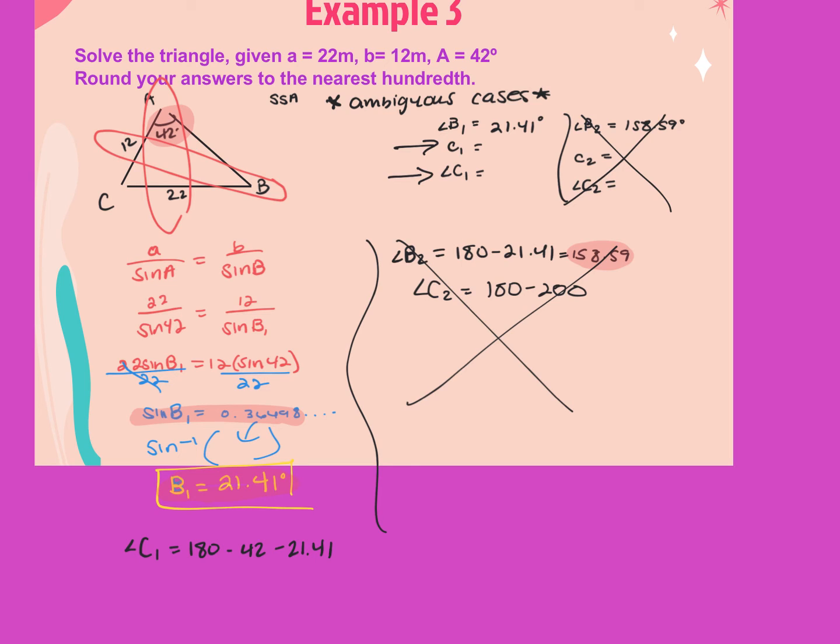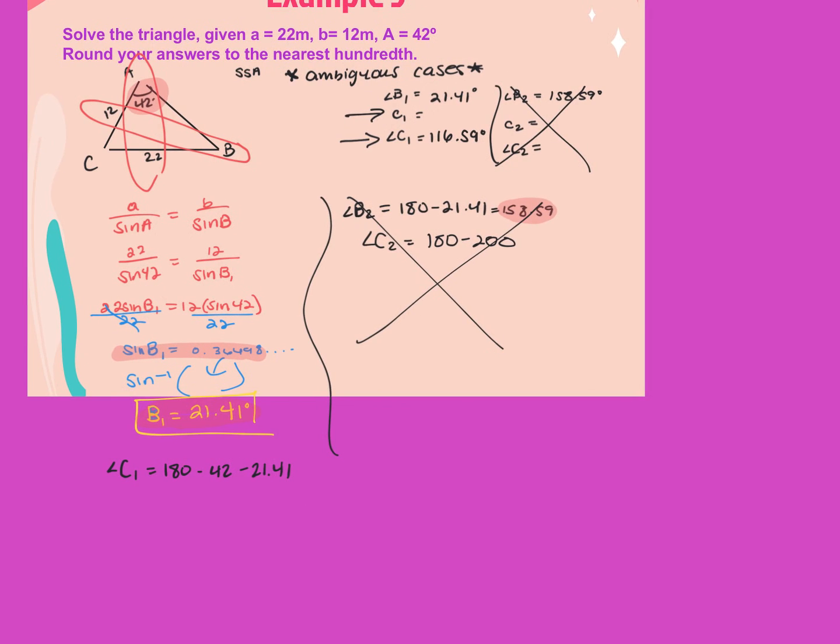And I get 116.59 for angle C1. Because we rounded that, can we still use it? You're going to have to use it. So remember yesterday I said there's going to be times when you don't have a choice. This is going to be one of those because in order to find C, I have to use angle C.